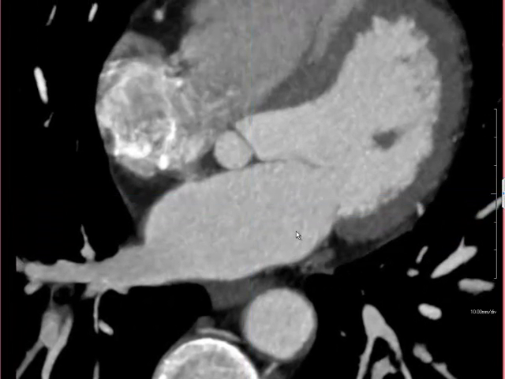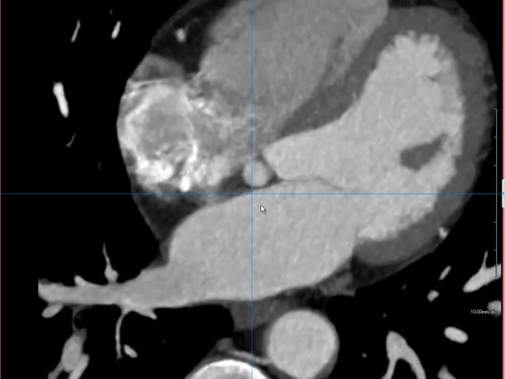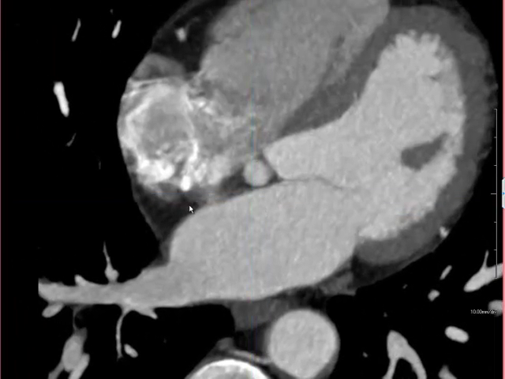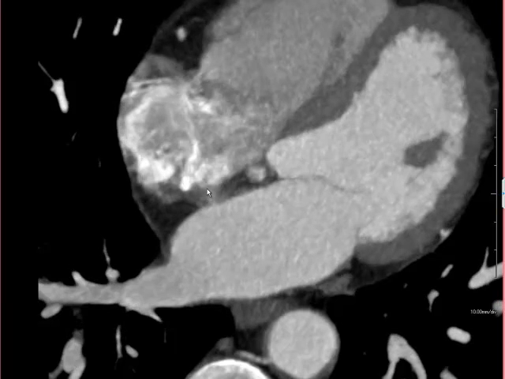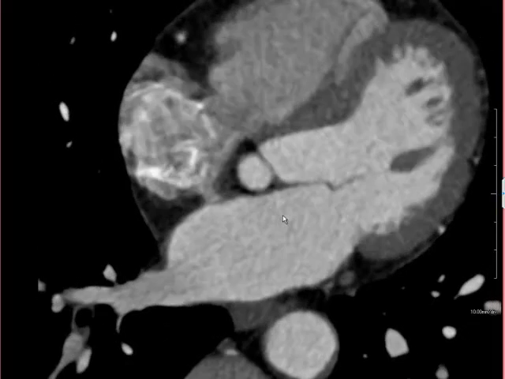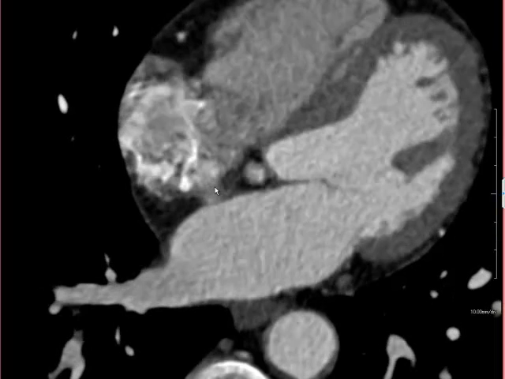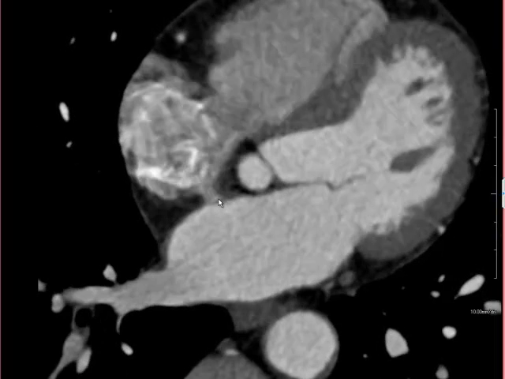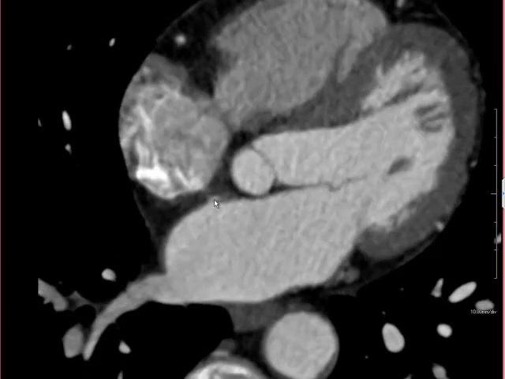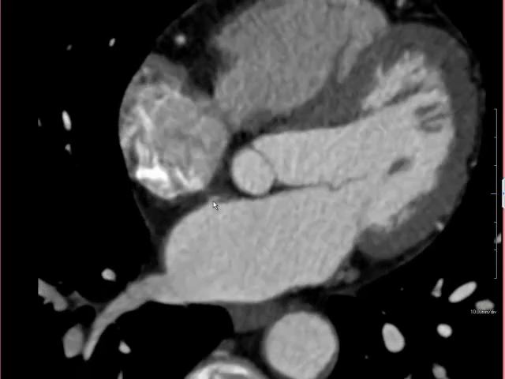Furthermore, there's a finding of a potential patent foramen ovale. Here's the interatrial septum, and it looks like there may be some contrast going across here that might be better visualized in the MPR view. And again, looks like we have a small fossa ovalis segment here with perhaps some contrast exiting from the left atrium to the right atrium.